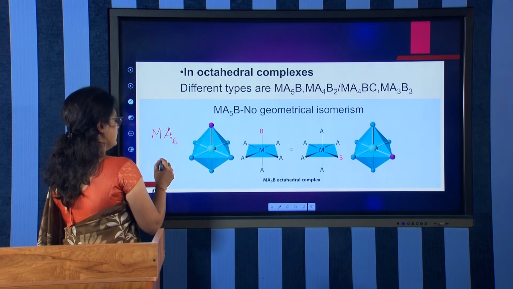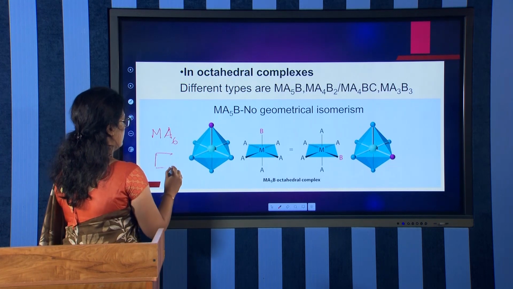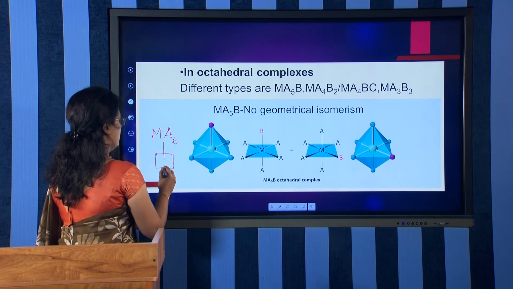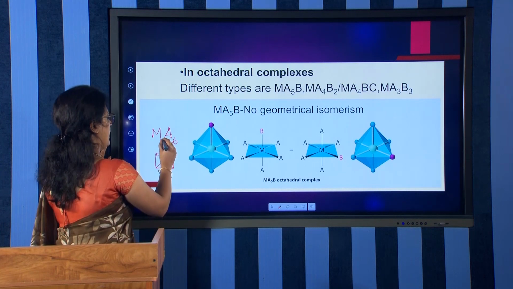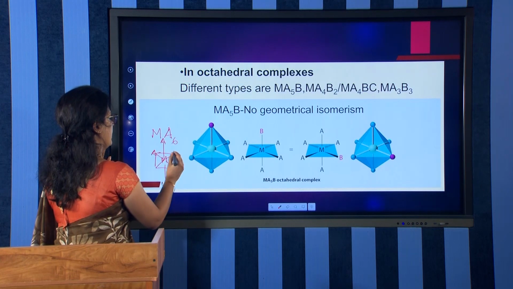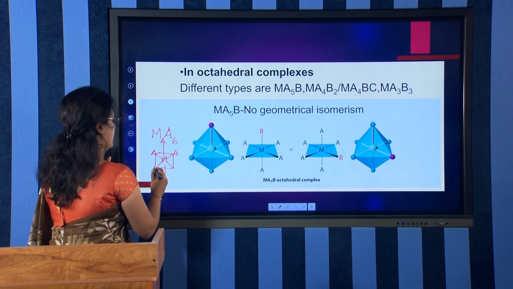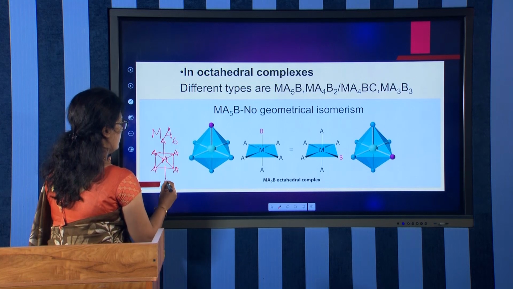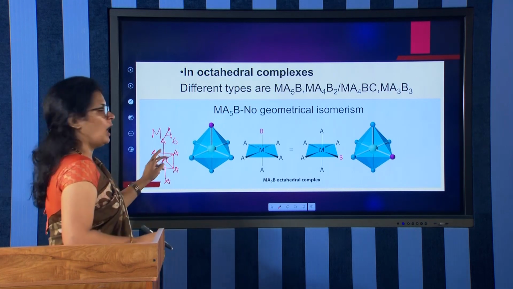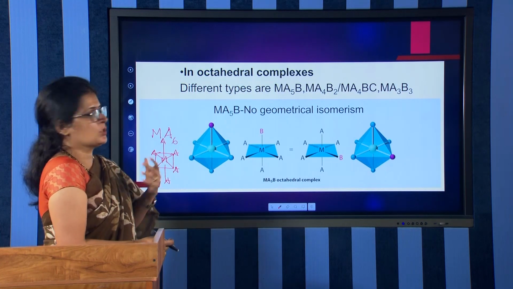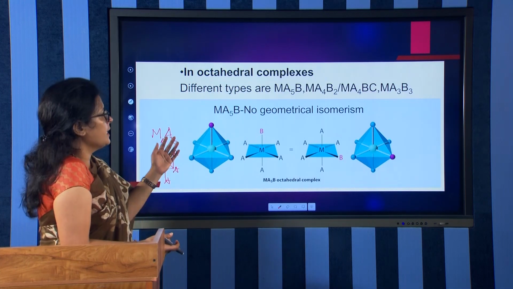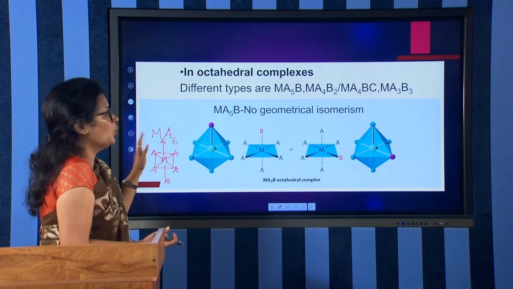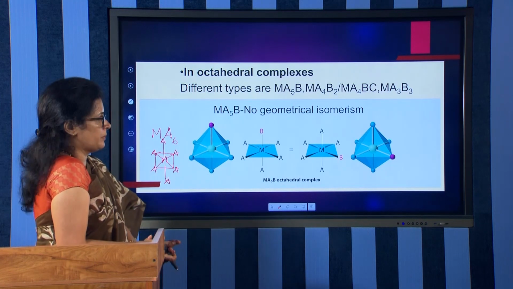It's an octahedral structure, this is M and A, and all the 6 A's are there. How can we say a cis and trans isomer is possible in this case? All the positions are similar. So, in the case of MA6 type, no geometrical isomerism is possible.